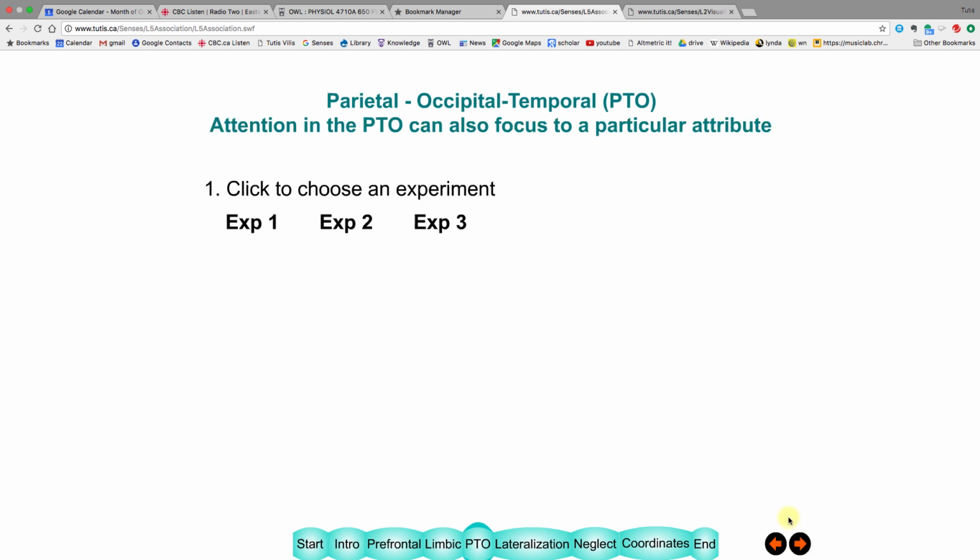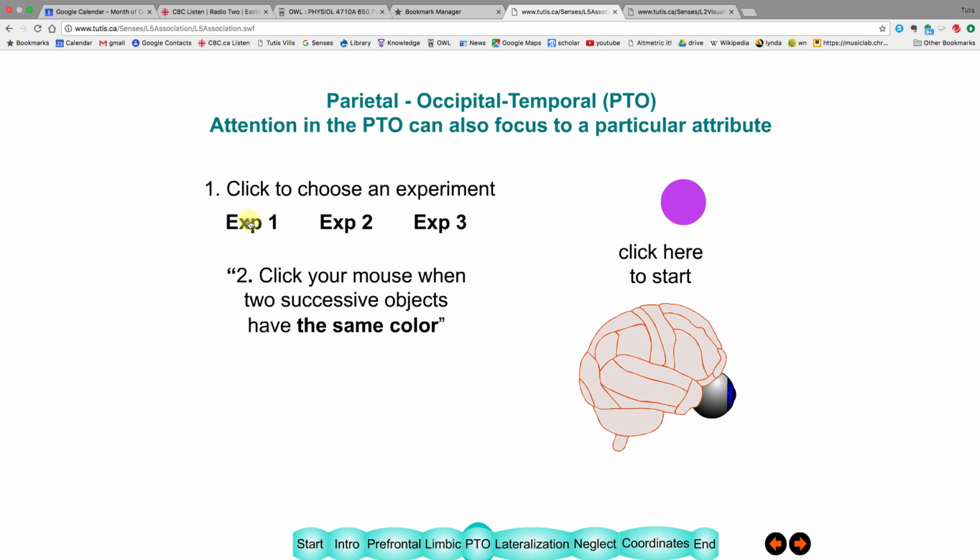Okay, another experiment. You'll see objects appear here. Hit the table when you see two successive objects. So you see one and then another one of the same color. Good. So here, when you did that task, a part of the brain that's involved in color was being activated.